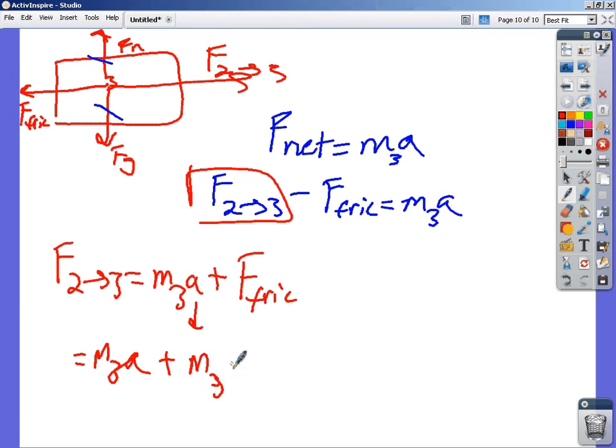Is the acceleration gravity? No, not that one. Okay. No, because that's not friction.